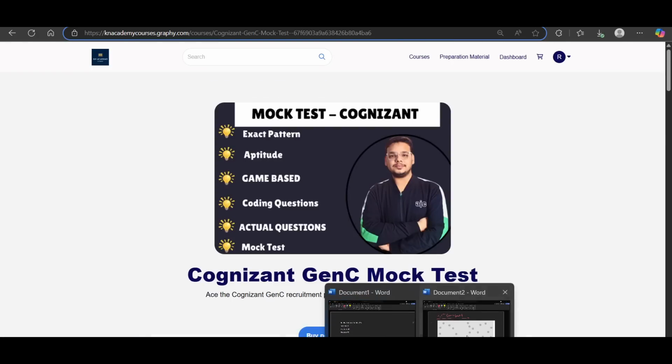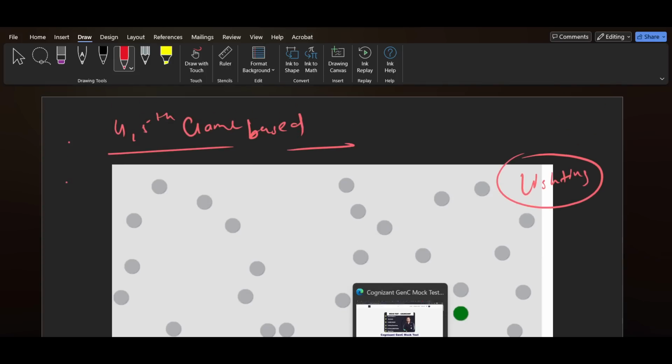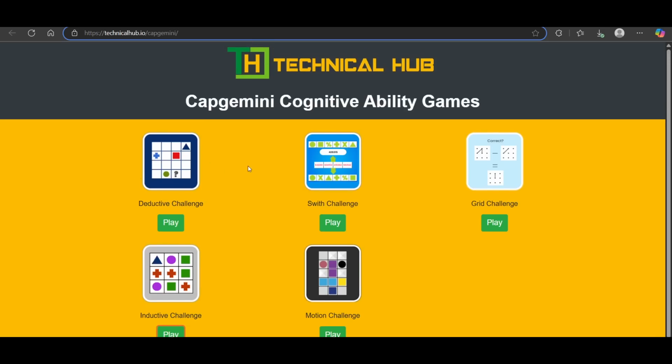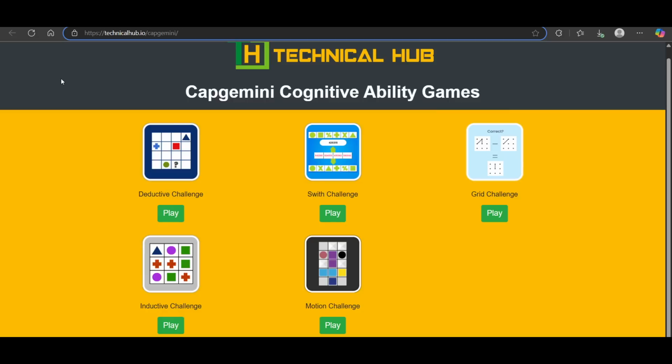Okay, let's discuss the game-based questions. This is kind of a lightning question. How does this question actually work? I will be putting one website URL in the description which you can check. Generally, on this website you have some challenges like this, and in this one we need to remember the point that blinked.